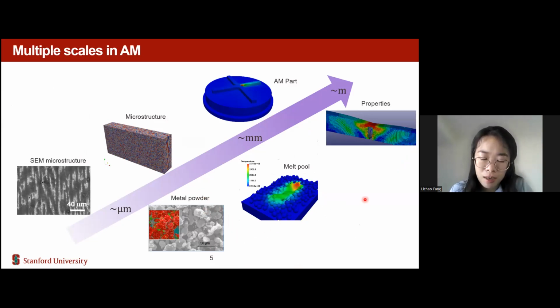Sometimes we also simulate the melt pool dynamics with the heat transfer inside the melt pool. That is usually at the millimeter scale. When we go above, we also want to simulate the whole part dynamics, and that will go into the meter scale. And the properties will also be at the part scale.